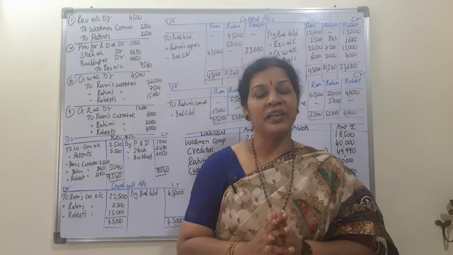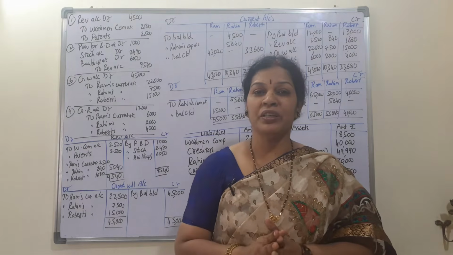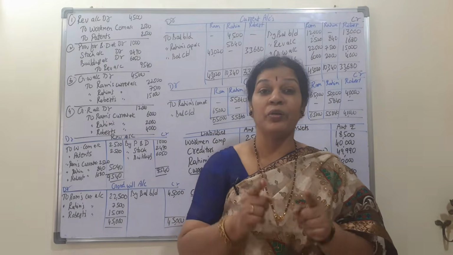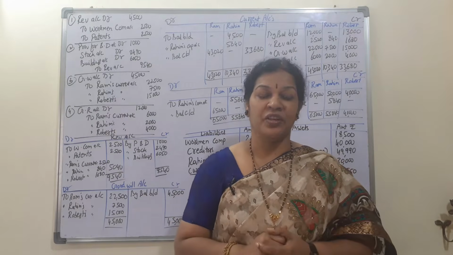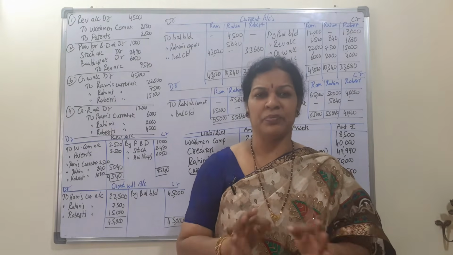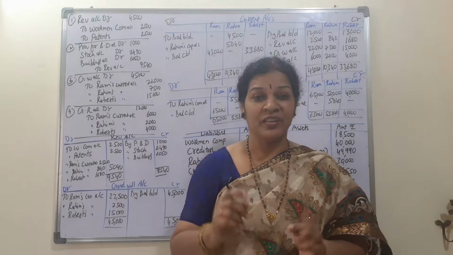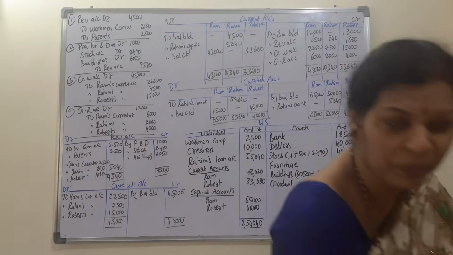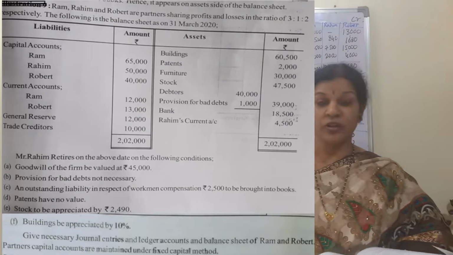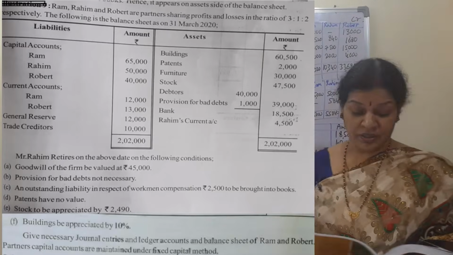But at the end of the problem, we will show the current account and capital account in the balance sheet. So we will take the same type of problem. You can see the problem on the desktop. So what is this problem here?